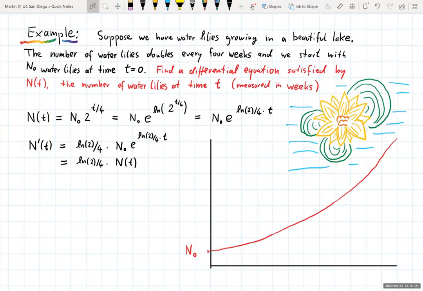And so I introduce a function, n of t. N of t is, for every time t, the number of water lilies in the lake. And in this case, t is measured in weeks. Now, what we know is that the function n of t doubles every 4 weeks. So it's not difficult to find an explicit formula for that function, namely n of t is the same as n naught times 2 to the t over 4.